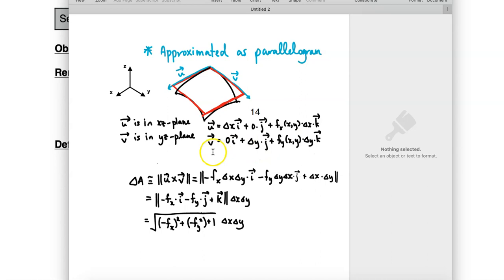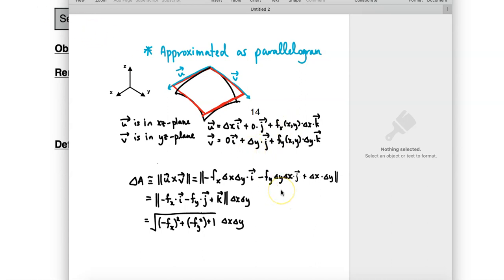So now that we have set up what u and v are, we can look at the magnitude of the cross product, because this is the area of the parallelogram. And so for the cross product, the first step is going to be 0 times fy, so that's going to be 0, minus fx times delta x times delta y.